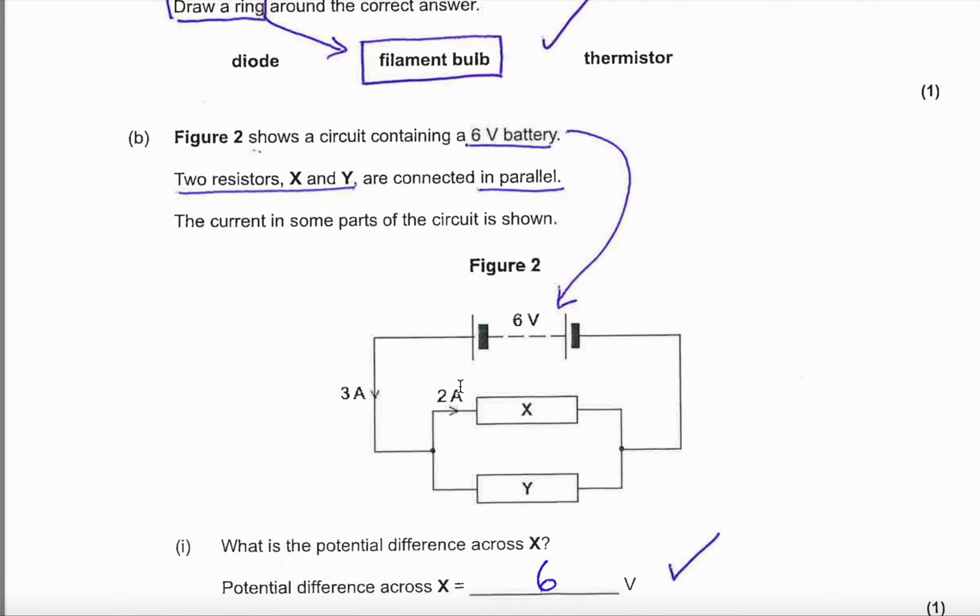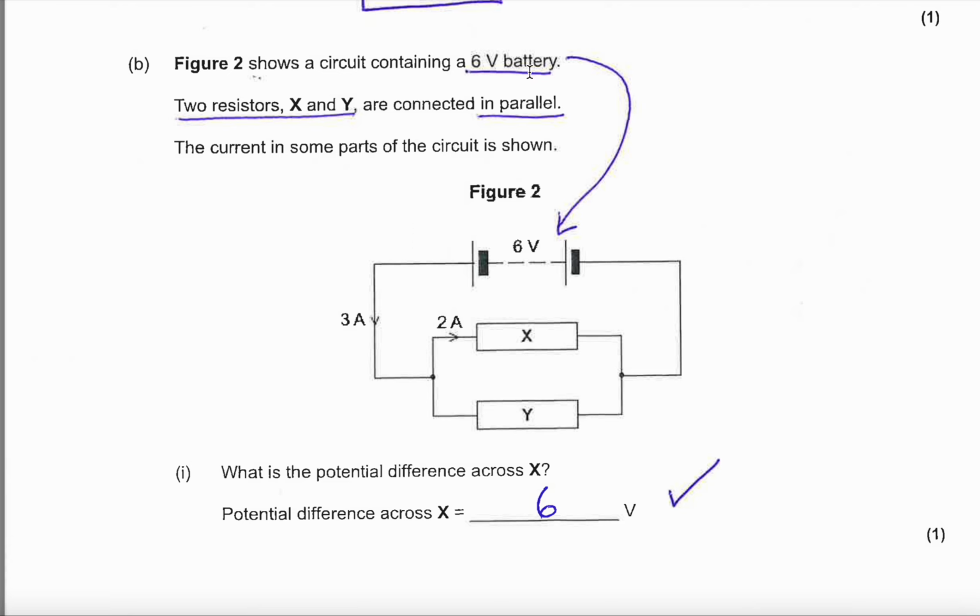And then it says figure 2 shows a circuit containing a 6-volt battery drawn here. It says 2 resistors X and Y are in parallel. You can see they're in parallel because there's a junction here where 2 amps goes this way. You can work out straight away that 1 amp must go the other way, and then they join up again. They want you to know the circuit rules.